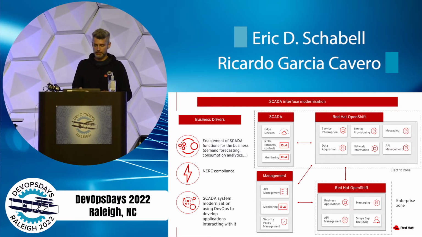So we can see here that there are 2 different zones. The electric zone, where all the edge devices, the SCADA devices are, and there's a cluster there with all the applications that are going to interface with them. And there's another zone, which is the enterprise zone.